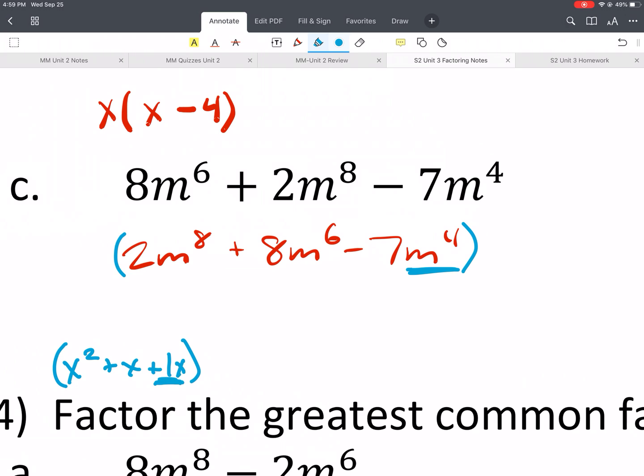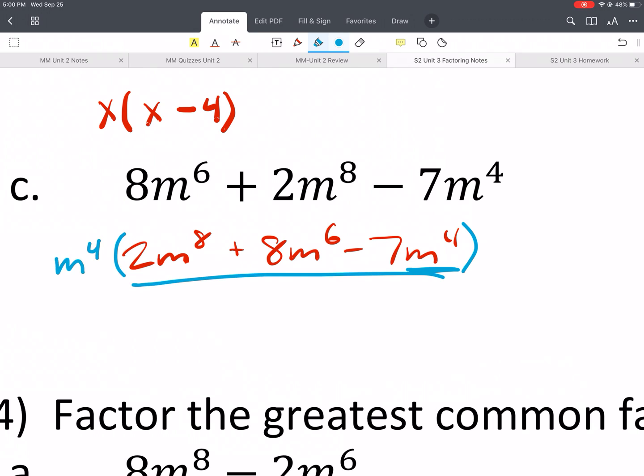Okay, you could always put x to the 0, which would be equal to 1, so that wouldn't change anything. But whenever you have something like that, you can't factor out any of the variables. It would be already simplified, or already factored. All right, so here, m to the 4th would be our greatest common factor.